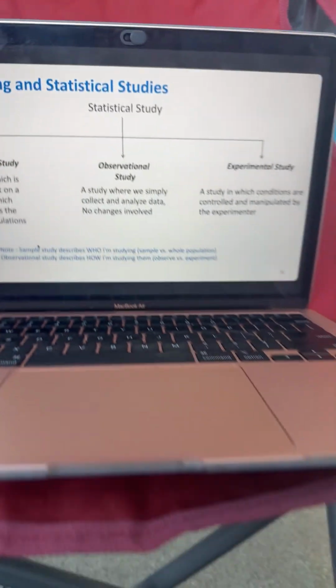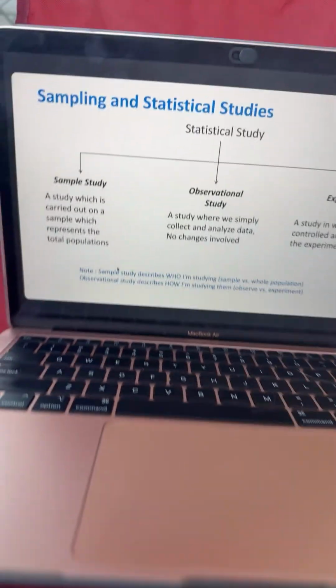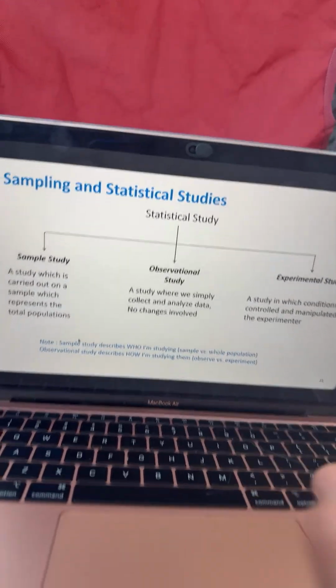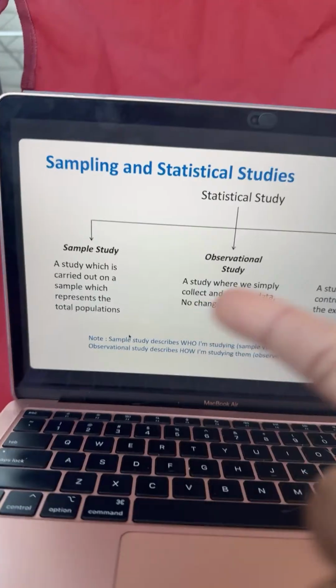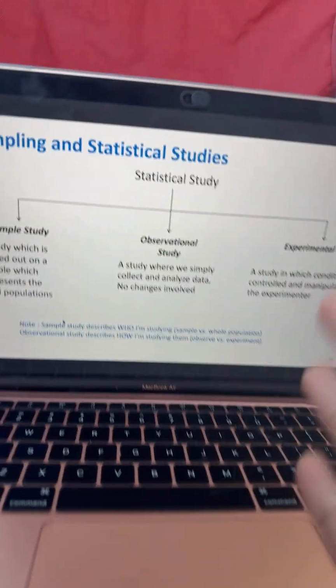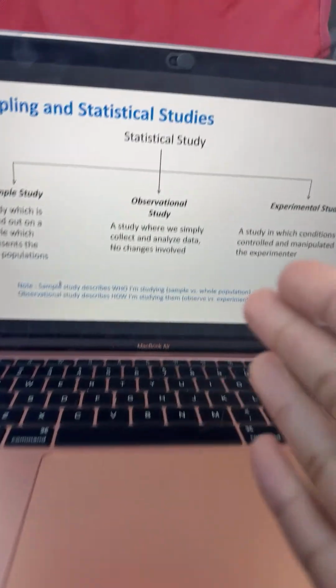So what are the three statistical studies? There's the sample study, the observational study, and the experimental study. So the sample study, what is that? A study which is carried out on a sample which represents the total population. An observational study is a study where we simply collect and analyze data, no changes involved, right? We just study, collect, and analyze the data. But this is to represent a total population. And then the experimental study is a study in which conditions are controlled, manipulated by the experimenter.